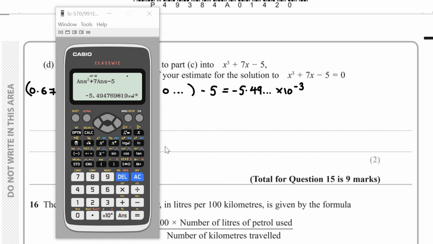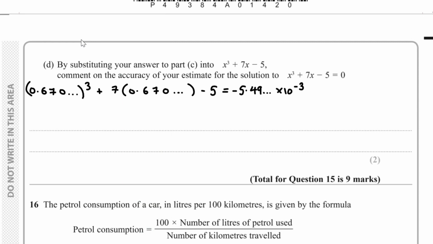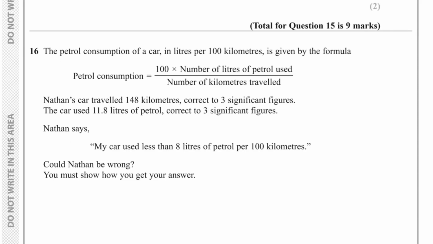times 10 to the minus 3. Well, how does this help us? Well, this value over here is close to 0, so we have a good estimate. So because this is close to 0, we have a good estimate.